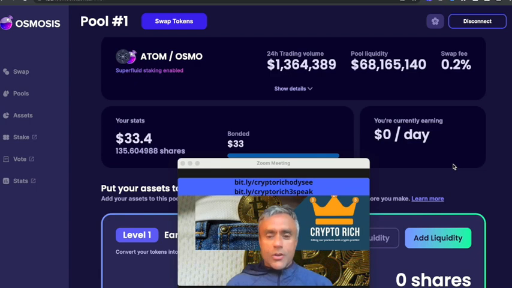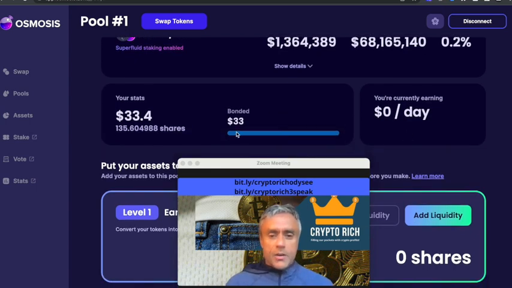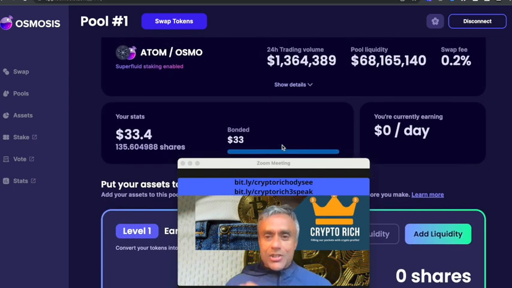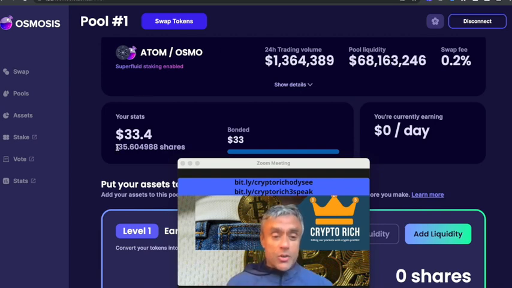All right, so that's now gone through. I have bonded all my money, all my $33 as an example. And the shares represent my share of the pool liquidity, which, $33 out of 68.1 million, is not a lot. But over time, it will grow and grow in terms of the number of shares I've got, which is 135. And hopefully that will also mean that I'll have more Atom and more Osmo.